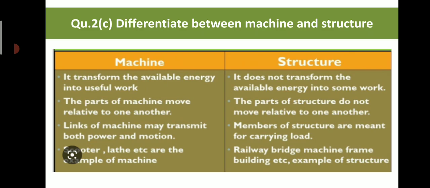Question number 2c was differentiate between machine and structure. A machine transfers the available energy into useful work, while a structure does not transfer any kind of available energy into work done. The parts of a machine move relative to one another, while the parts of a structure do not move relative to one another. Links of a machine may transmit both power and motion, while the members of a structure are meant for carrying the load only. Examples of machines are the lathe machine and other machine tools in the workshop, while examples of structures are a railway bridge and a building. These are some of the examples.